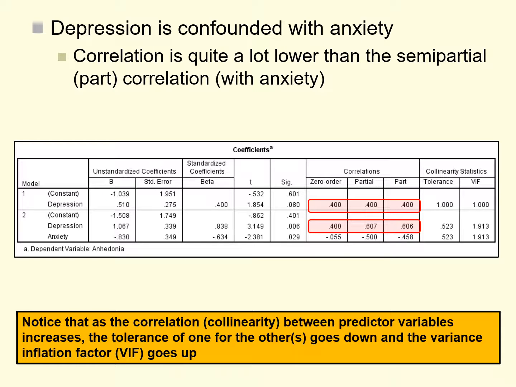It's also worth noting that as the correlation, or we might call it the collinearity, between our predictor variables increases, the tolerance of any one of them for the others goes down, and the variance inflation factor goes up. So you can see that tolerance starts to drop below 1 when anxiety is added to the model, and the variance inflation factor, which is just the inverse of tolerance, goes up. So shifts in tolerance and shifts in variance inflation factor signal problems with multicollinearity, and also make us think that we might be dealing with a situation that has to do with suppression.